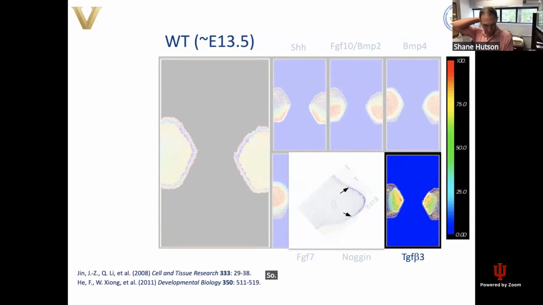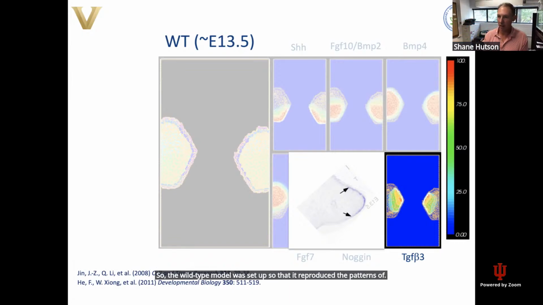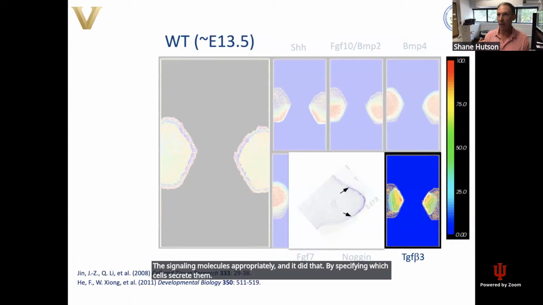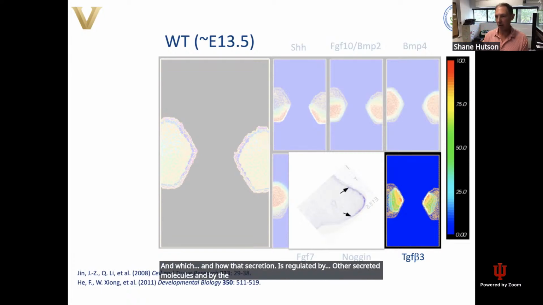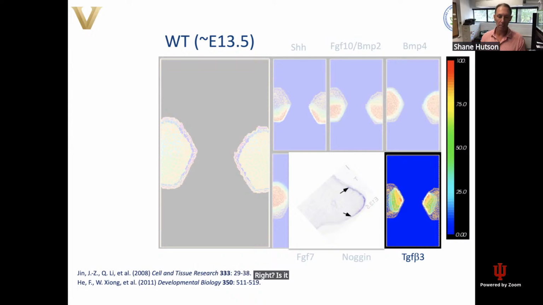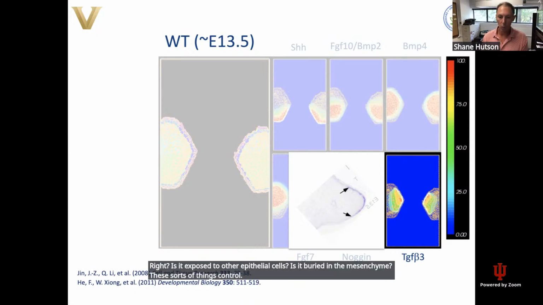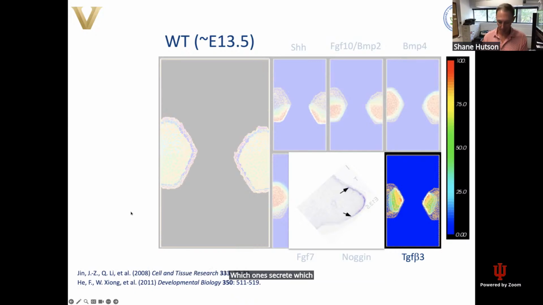So the wild type model was set up so that it reproduced the patterns of these signaling molecules appropriately. And it did that by specifying which cells secrete them and how that secretion is regulated by other secreted molecules and by the environment of each cell, right? Is it exposed to other epithelial cells? Is it buried in the mesenchyme? These sorts of things control which ones secrete which chemical at which time, right? It's just a list of rules that are in the model.